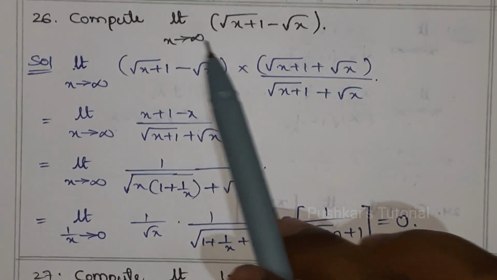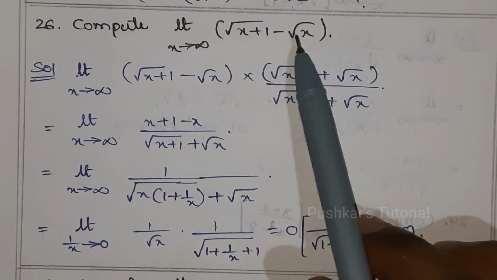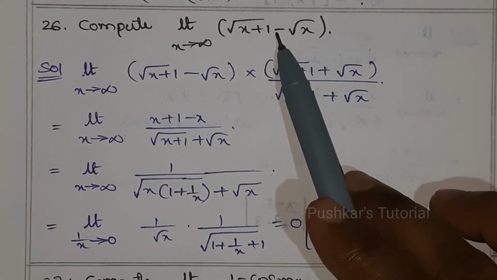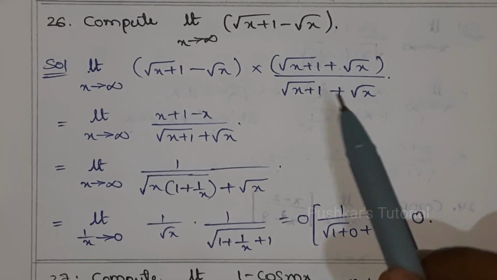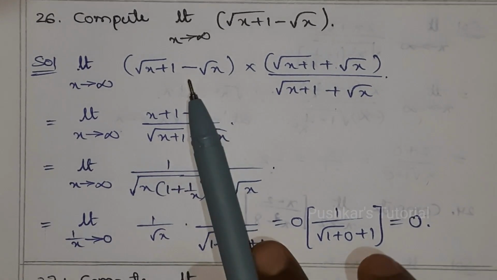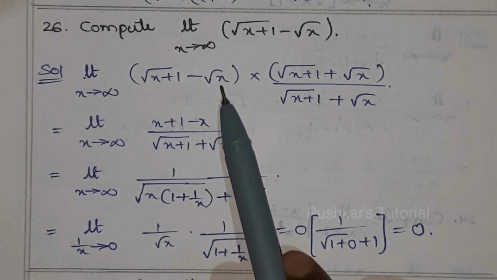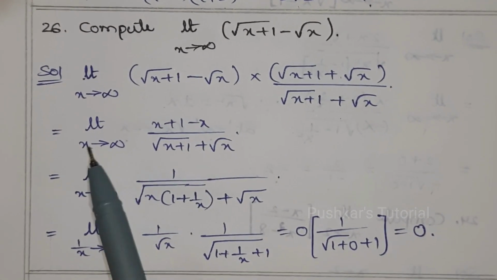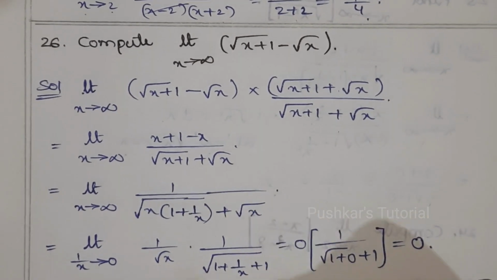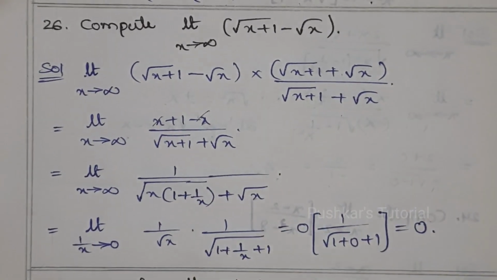Limit x tends to infinity, under root x plus 1 minus root x. Since there are roots, we have to do rationalization. Instead of minus we take plus. So the numerator looks like the formula (a plus b) into (a minus b) equals a square minus b square, and the square roots cancel. Whenever x tends to infinity we have to take the highest degree common. So here x gets cancelled.